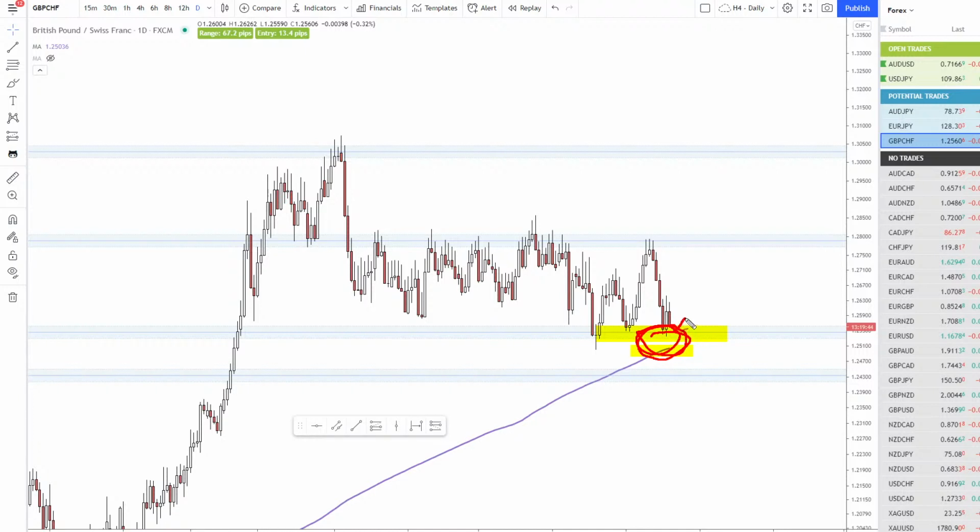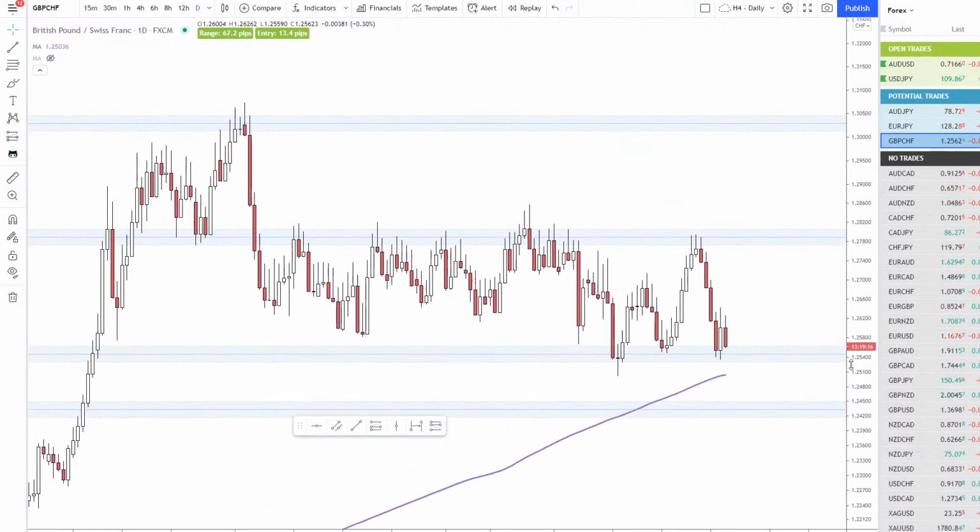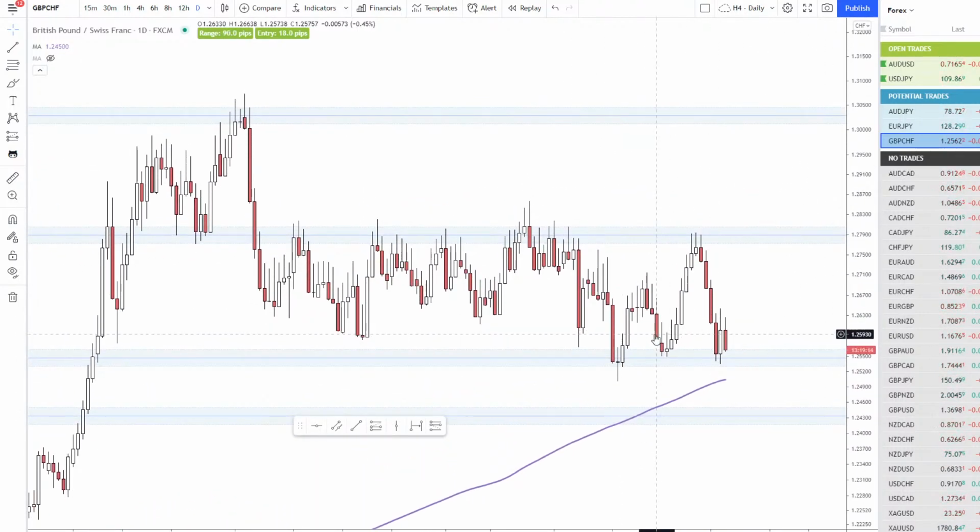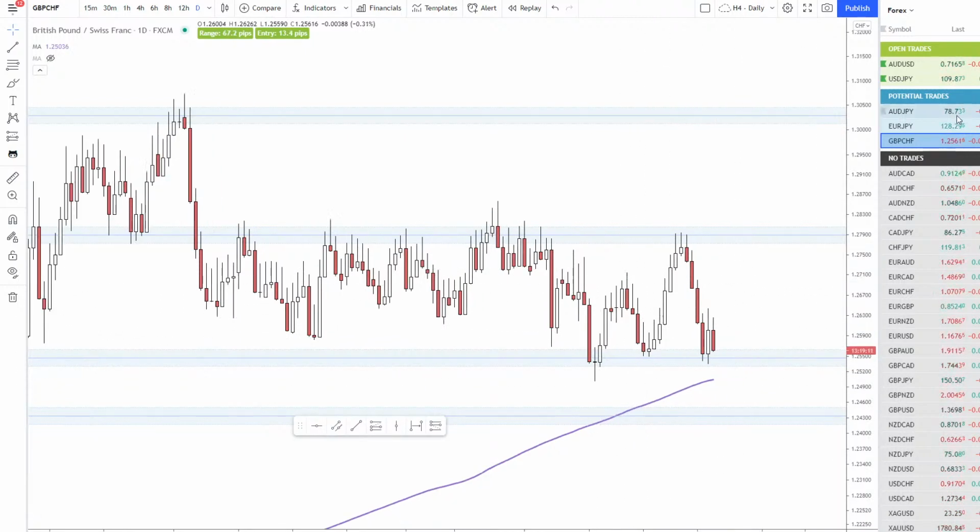So I'm still open to taking a long here despite it being a little bit more risky because of the failed one yesterday, the failed bounce. Now, another thing about GPCHF real quick. I've been blathering on a lot today, so I'll try to make this quick.